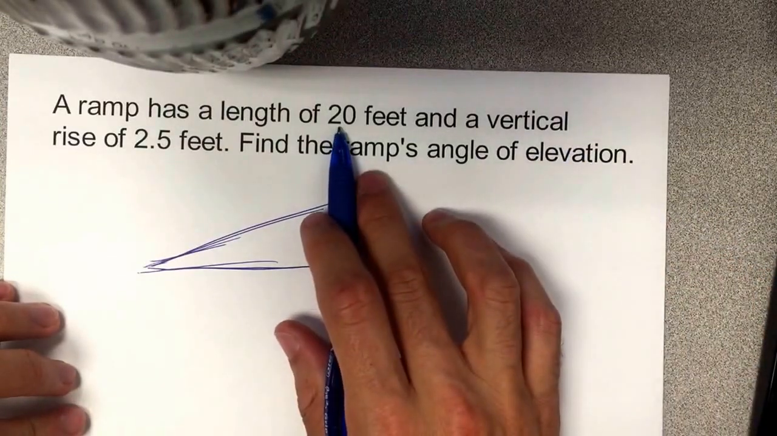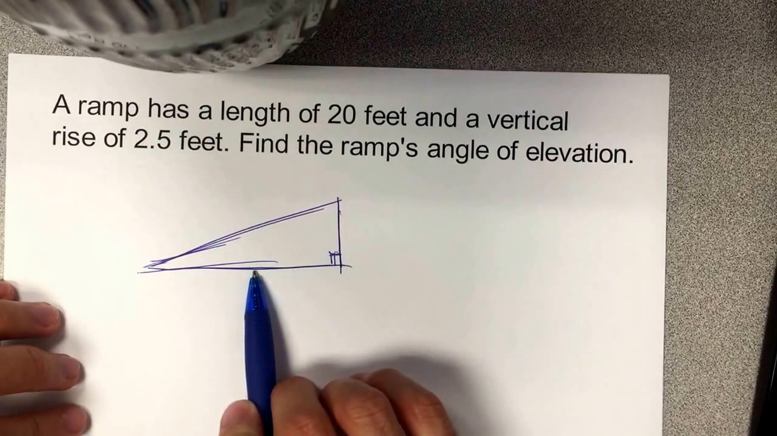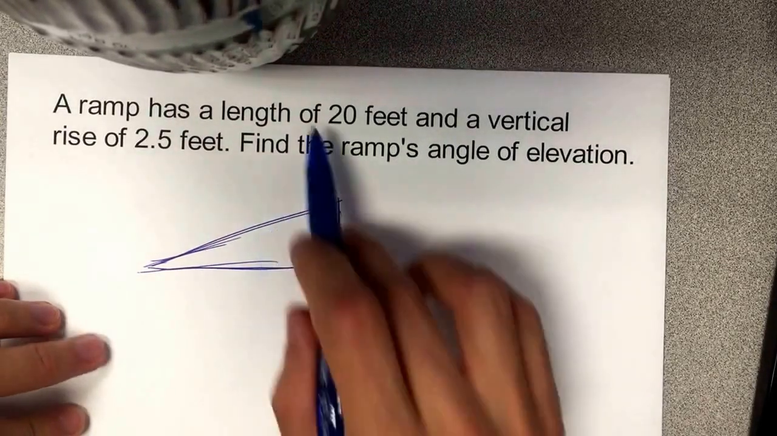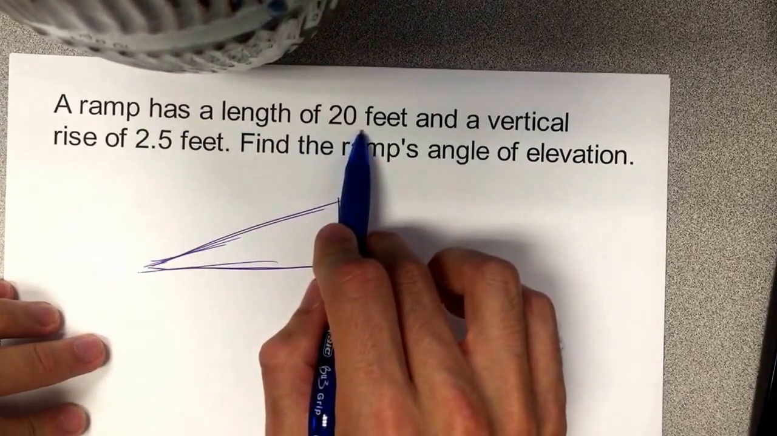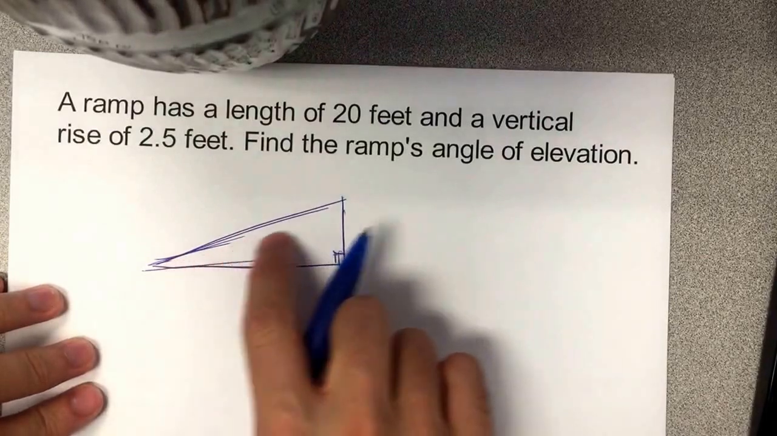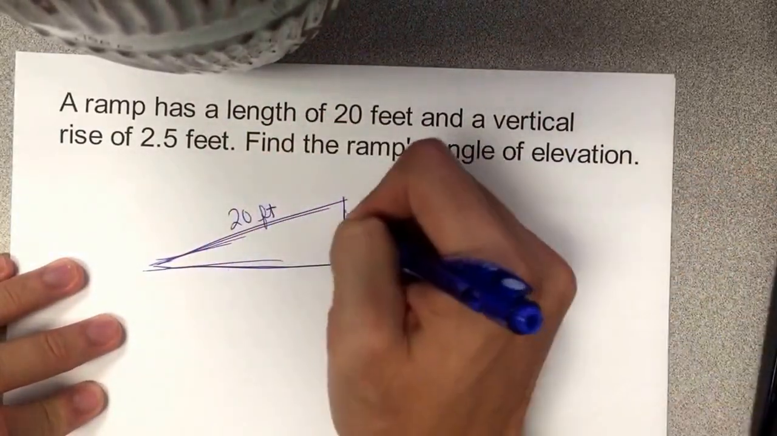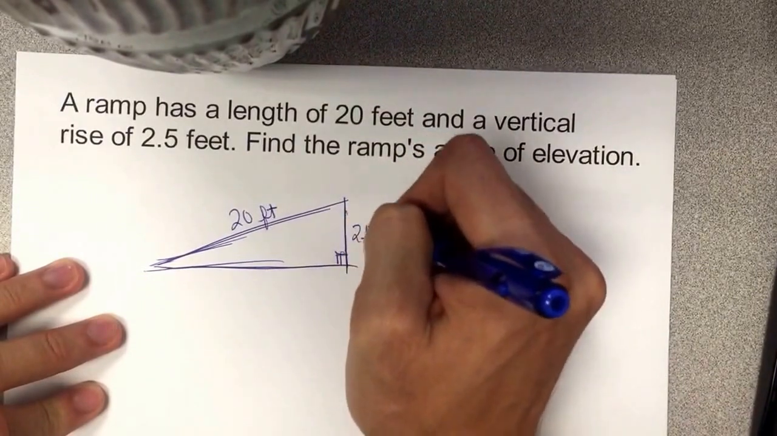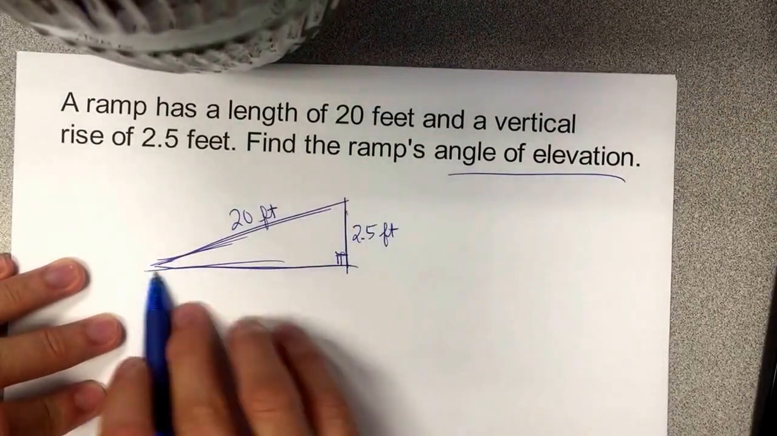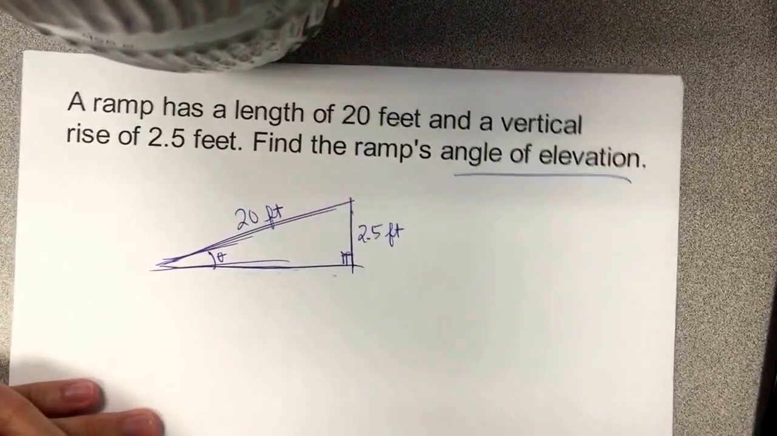It says the length of the ramp is 20 feet. So do I label it on the hypotenuse or do I label it on the horizontal length? Label the hypotenuse, because anytime you see that a ramp length is 20 feet, you have to think, what would I physically be walking on? You'd be walking up the slant, which means that that ramp is 20 feet. The vertical rise is 2.5 feet. And we're supposed to figure out the angle of elevation. So from straight out up, what angle would that be? So I'm going to label it as theta.